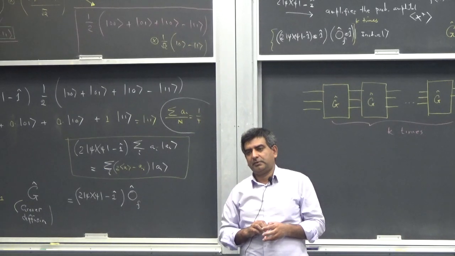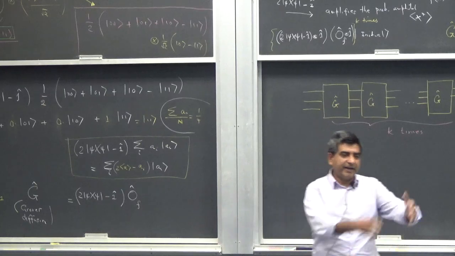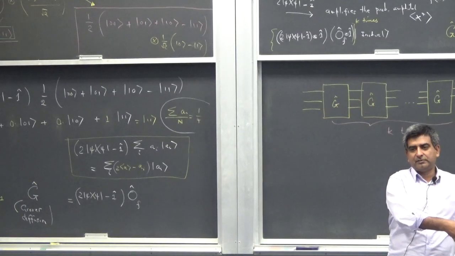And that is applied k times. So after you're done with all the k iterations of G, at the end you want to measure. That's it.